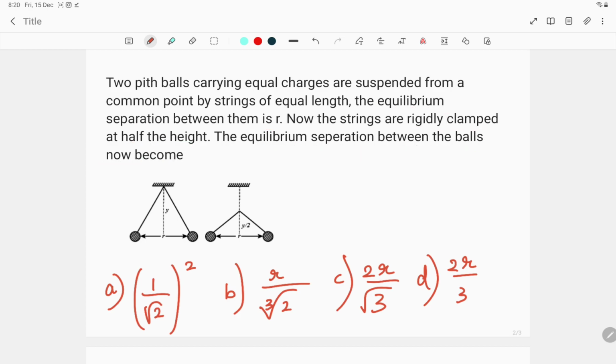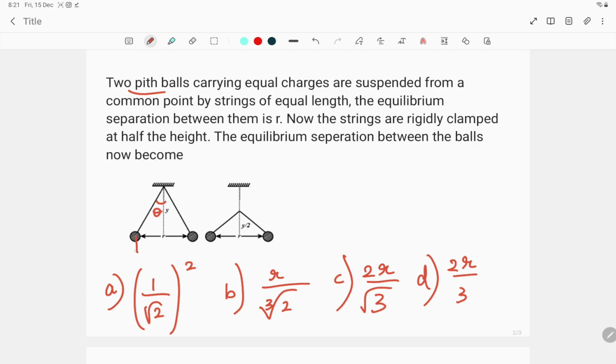So basically they have given that these two pith balls have some amount of charge. They are similar balls, so there will be a repulsive force between them, on this side and this side. Because of that repulsive force, they both are repelled, and they both hang at this angle theta from the vertical.